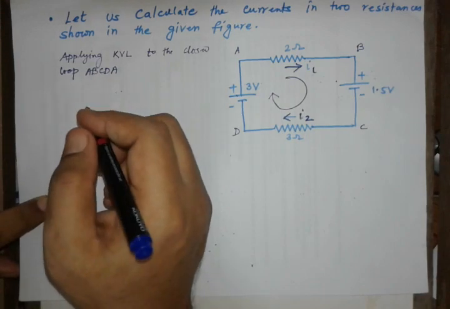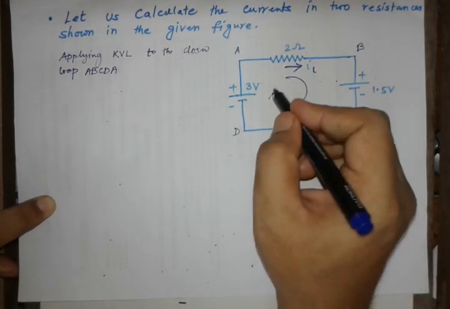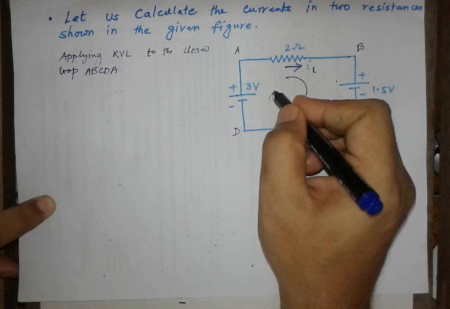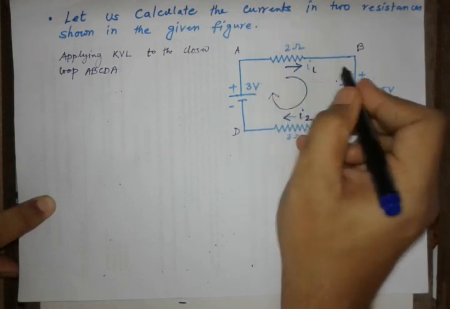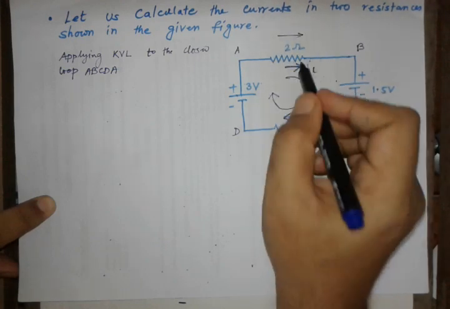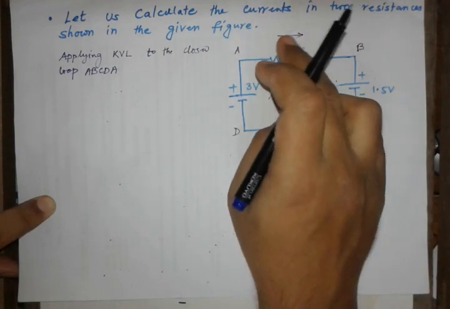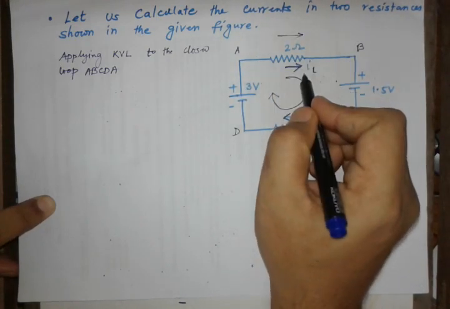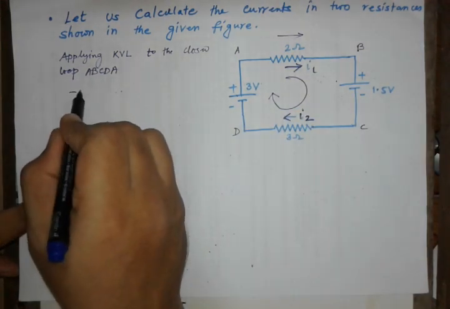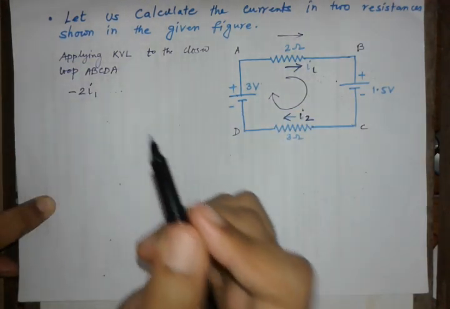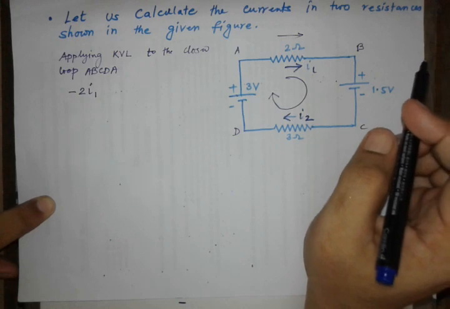Okay. So first what will we write? See, here you look. My loop is in this direction, and current is also going in this direction, the same direction. So we can write minus 2 into I1. So write minus 2 into I1.